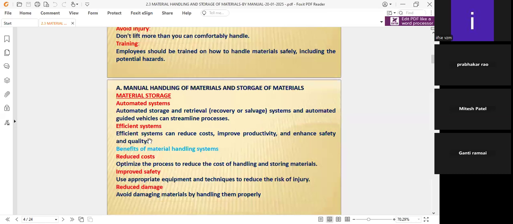If your organization can reduce the cost while handling the materials and storing the materials, whether manual or automated, as mentioned.